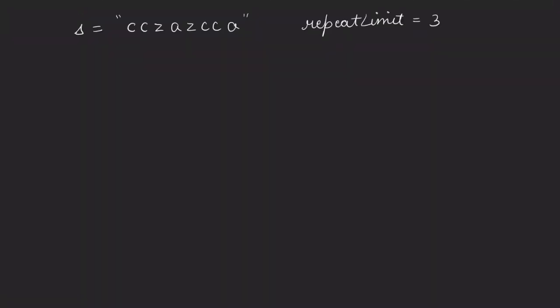So what they are saying is that in the input, we are given a string s and we are given another integer repeat limit. Now what we need to do is create a new string, which is known as the repeat limited string. Now this string has to be lexicographically largest, right? What does it mean by lexicographically largest?